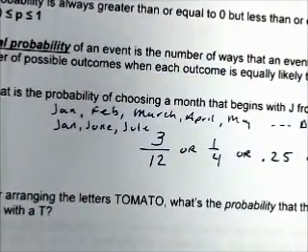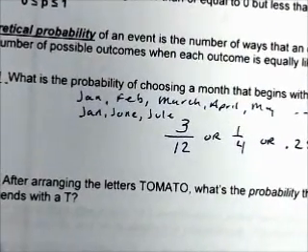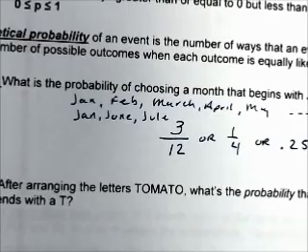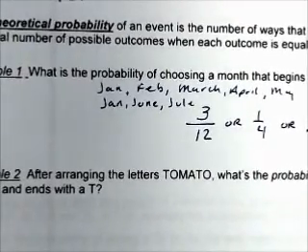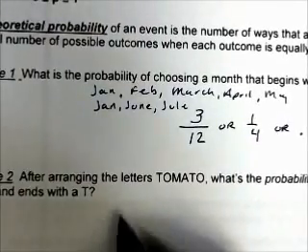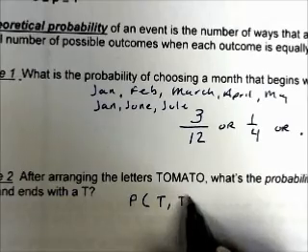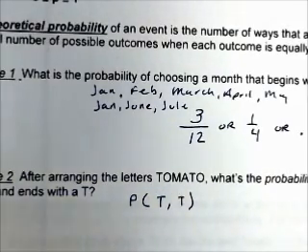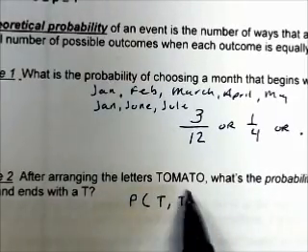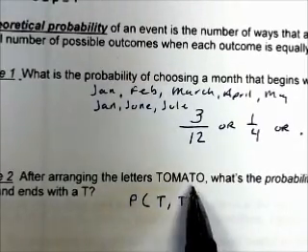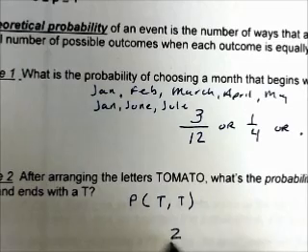Next example, after arranging the letters tomato, what is the probability that the arrangement begins and ends with a T? Okay, so we're looking for the probability that it begins with a T and then ends with a T. So I use capital P for probability. Begins with a T, well, how many T's are there? There's 2 out of the total number of letters, which is 6.